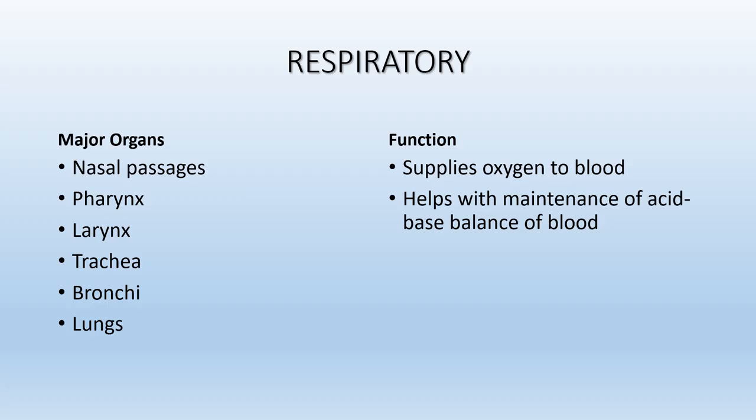The respiratory system is going to involve your nasal passages, the pharynx, the larynx, the trachea, the bronchi, and the lungs. The whole purpose is for gas exchange. It is supplying oxygen to the blood, and it is getting rid of carbon dioxide, which is considered a waste product. It helps to maintain the acid-base balance also of the blood, which is very critical. It's maintained and monitored very, very closely.